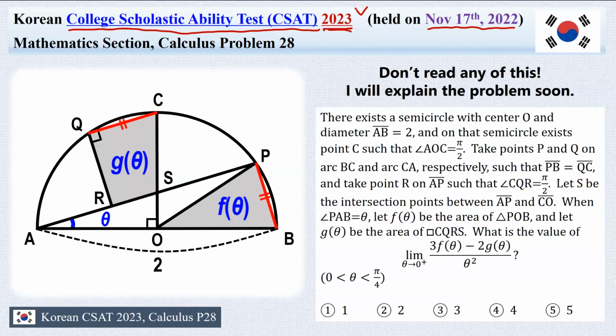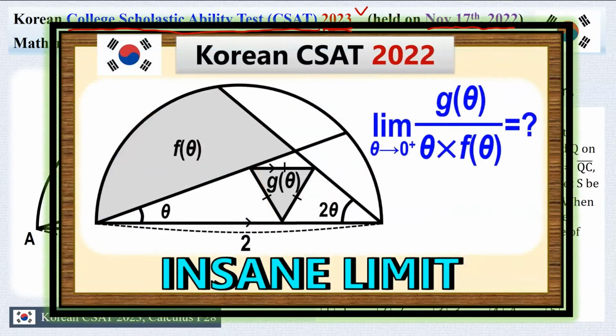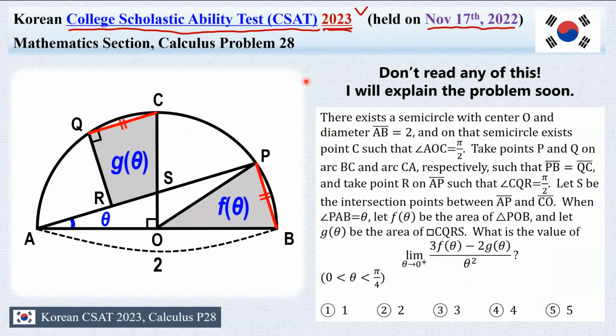2023. And this problem is very similar to this particular problem from last year's exam, where you have to calculate the complicated limit after doing some decent amount of geometry. You can check the link in the description or at the top right corner of this video. And as you see, they've come up with a very similar problem this year, so I am going to solve this one for you as well.